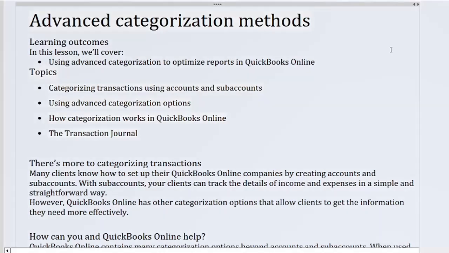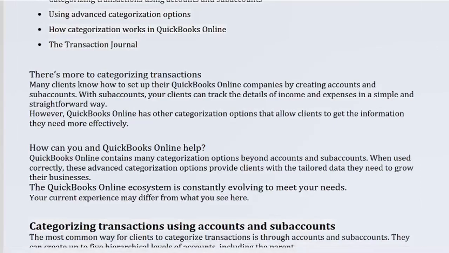There's more to categorizing transactions. Many clients know how to set up their QuickBooks Online companies by creating accounts and subaccounts. With subaccounts, your clients can track the details of income and expenses in a simple and straightforward way. However, QuickBooks Online has other categorization options that allow clients to get the information they need more effectively. How can you and QuickBooks Online help? QuickBooks Online contains many categorization options beyond accounts and subaccounts. When used correctly, these advanced categorization options provide clients with the tailored data they need to grow their businesses.